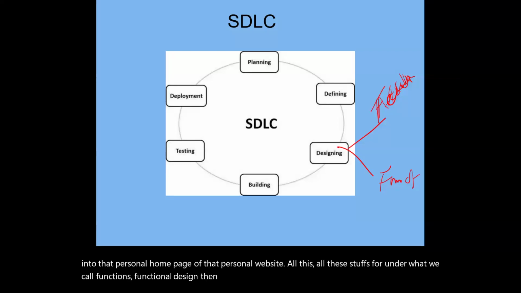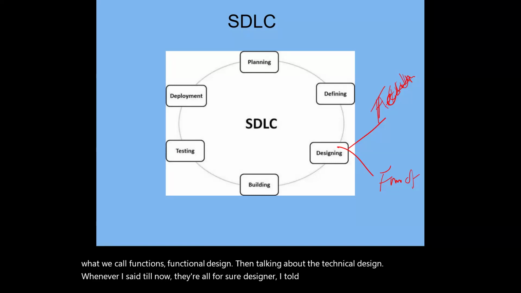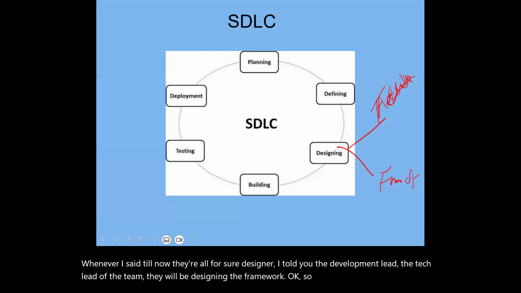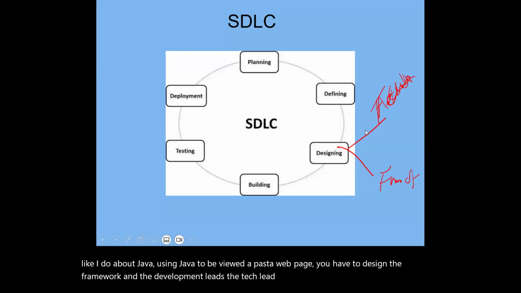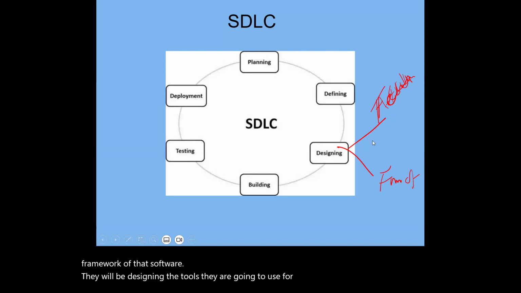Then, talking about the technical design, whatever I said till now is all functional design. I told you the development lead, the tech lead of the team, will be designing the framework. Technical design is something like using Java to build a particular web page. You have to design the framework. The development lead, the tech lead of the team, will be designing the framework of that software and the tools they are going to use for it.